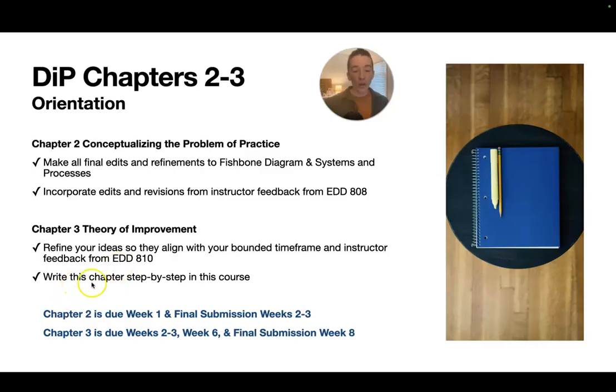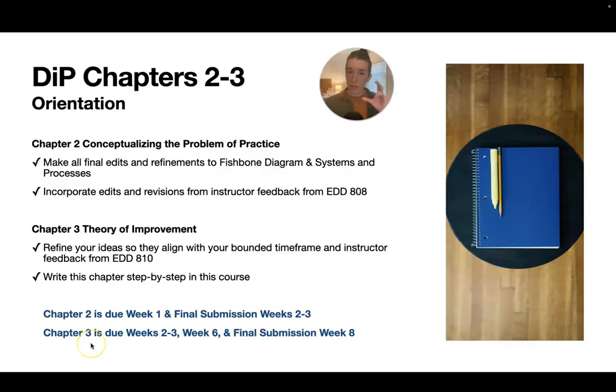We are going to write this chapter step by step in this course, and I do have a Chapter 3 template for you and a Chapter 3 guidebook for you, so that we can ensure that Chapter 2 and Chapter 3 are meeting dissertation format, APA 7 style, etc. You'll find that there are some due dates for these, and they're a little feedback oriented. So Chapter 2 is due in week 1. Make some of your edits and revisions. You'll get some feedback. Final submission, if you need it, is due in weeks 2-3, meaning like week 3, the end of the module.